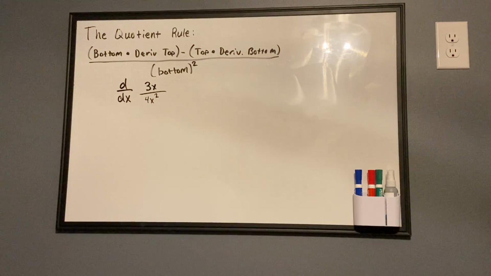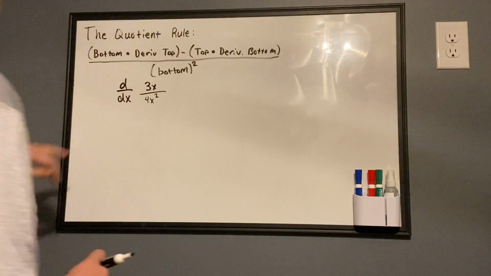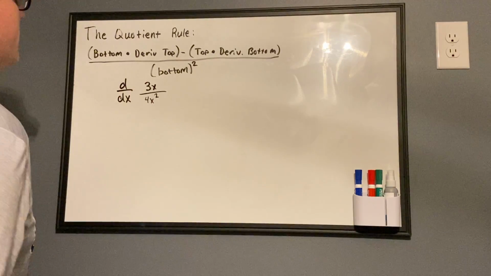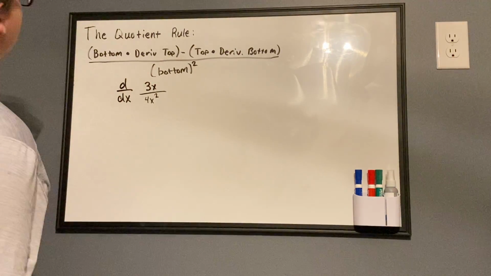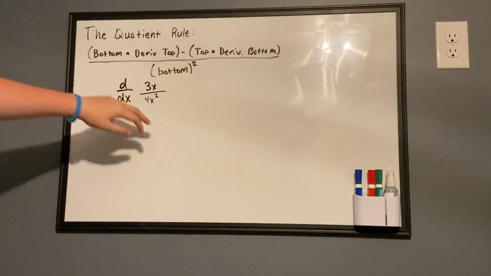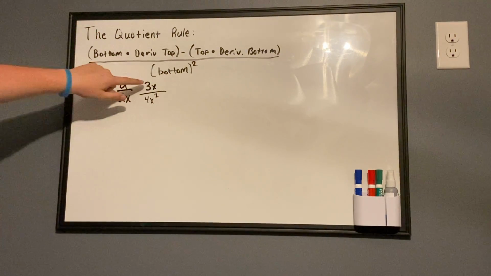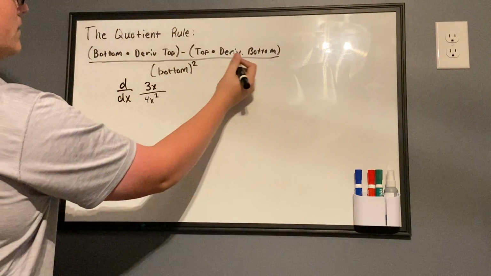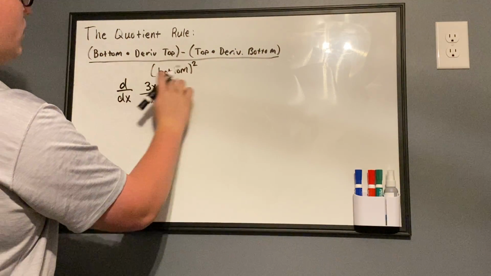So right here, we're gonna go over this rule just using this function. What this is saying is we have two functions here. We have a bottom function and a top function. So what the quotient rule is going to do is take the bottom function as is, multiply it by the derivative of the top function, and then subtract that from the top function times the derivative of the bottom, all over the bottom squared.